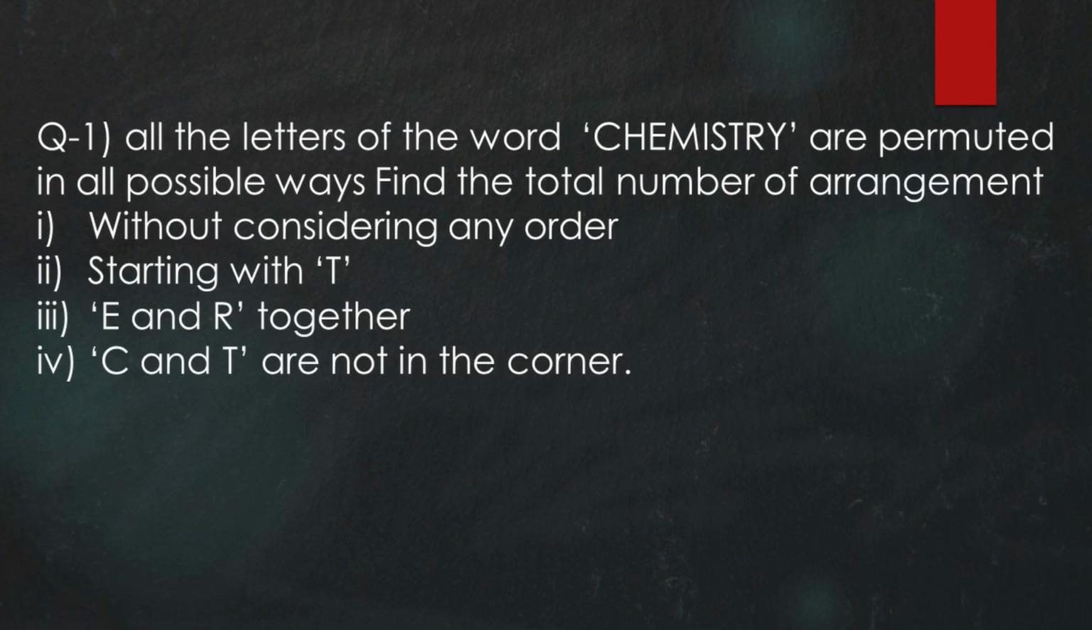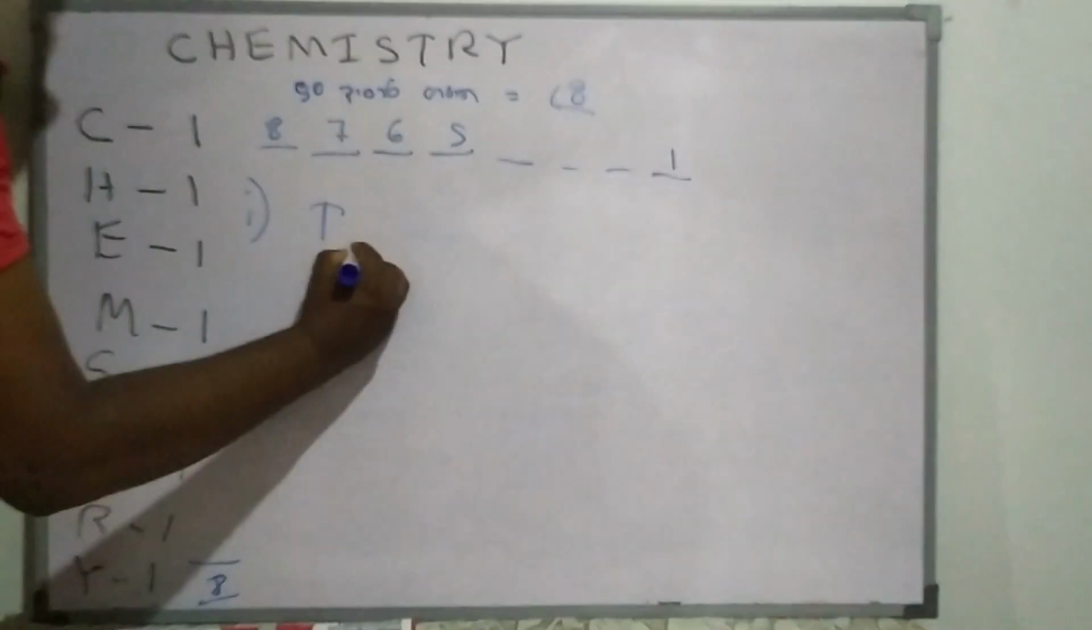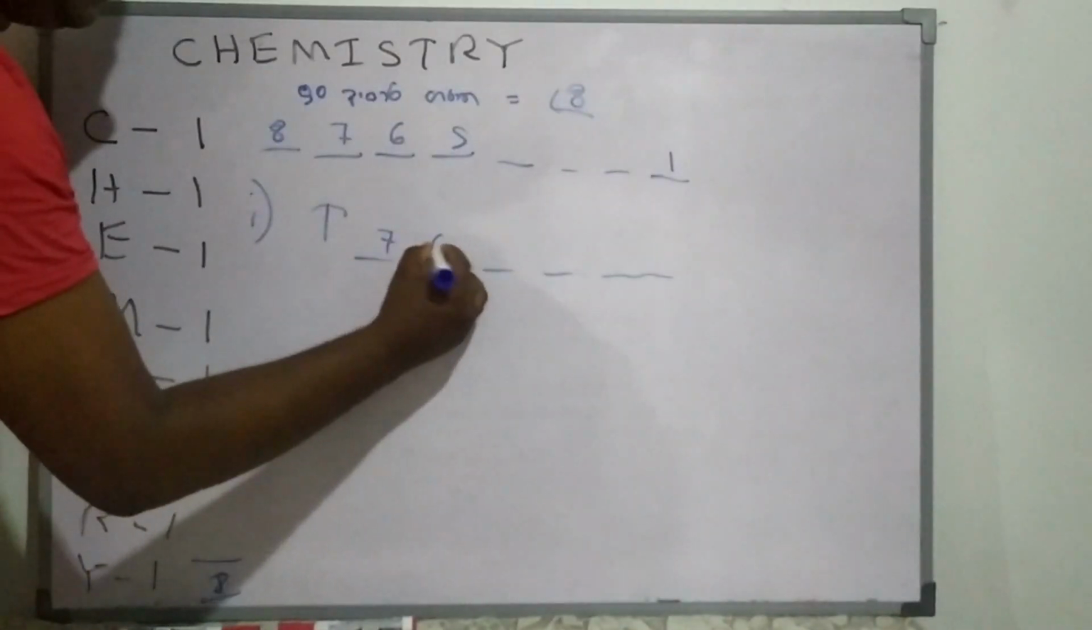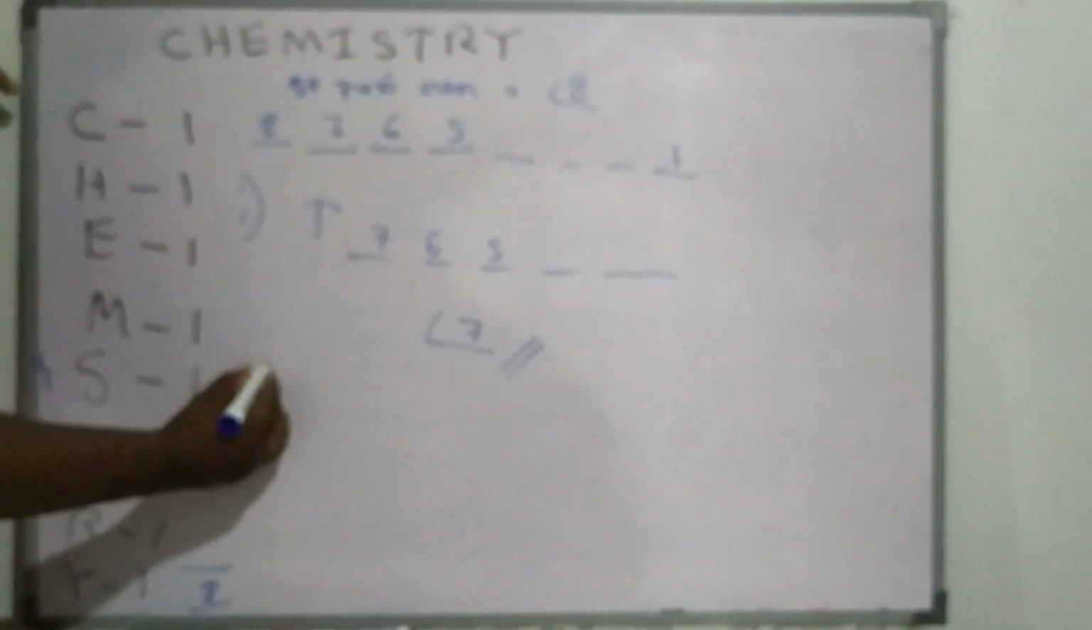Right. Next one, starting with T. You have to fix T and put the others 7, 6, 5 likewise. The answer is factorial 7.